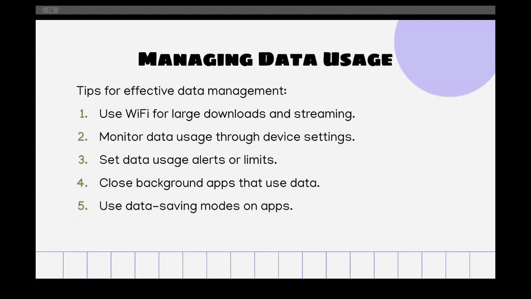As for managing data usage, here are a few tips that we have. The first is to use Wi-Fi for very large downloads and streaming music or videos. The second is to monitor your data usage using device settings. You can also set data usage alerts or limits. It's also best when you're using data to close any background apps, especially those that use the network. And then the next would be to use data saving modes on apps as well. So you could really optimize your data usage.